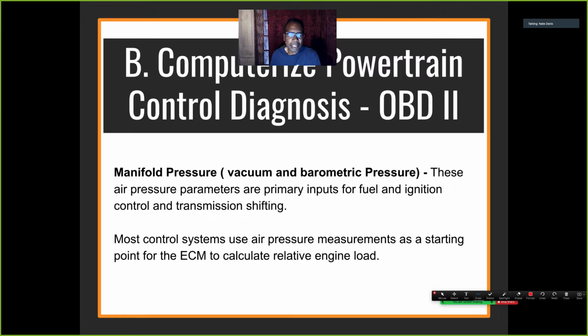So these air pressure parameters are primary inputs for fuel and ignition control and transmission shifting. Most control systems use air pressure measurements as a starting point. As I said earlier, it's a starting point for the ECM to calculate the relative engine load and your fuel delivery. So key on engine off, they're going to use the barometric reading and start from whatever that reading is. So if that's off, the whole fuel delivery is going to be off.